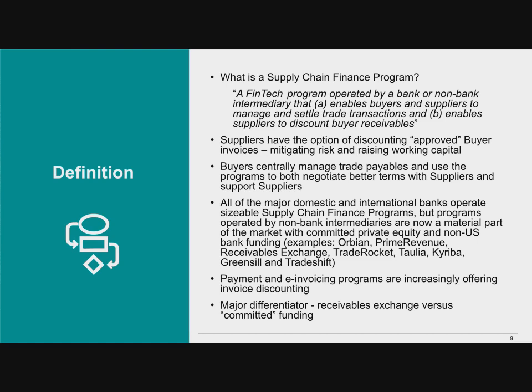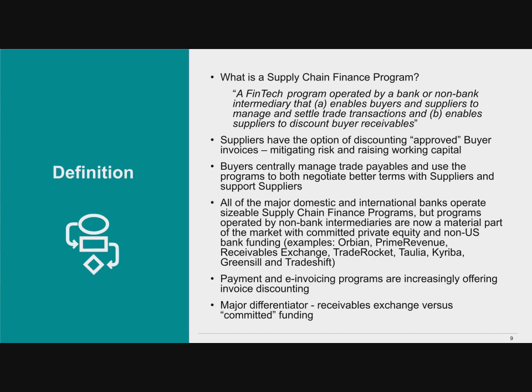So the example I gave earlier on of a buyer extending its payment terms from, say, 30, 60, 90 days through to 180 days obviously has a very good impact on working capital from the buyer's point of view. But the ability of the supplier to discount the receivable enables them to get their cash up front, obviously at a cost, the discount on face value.